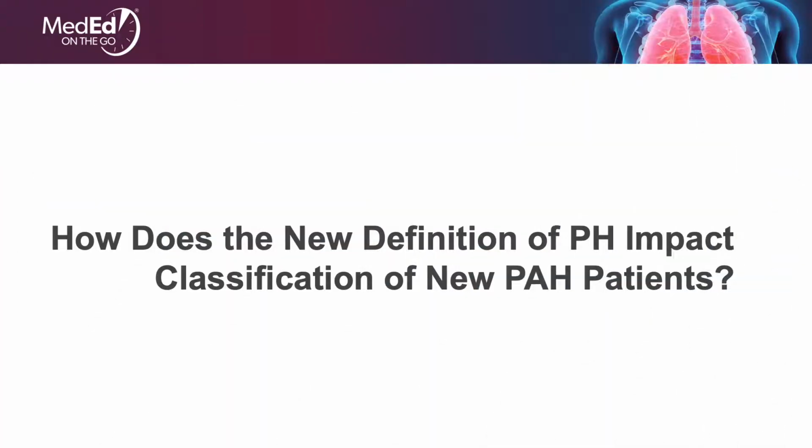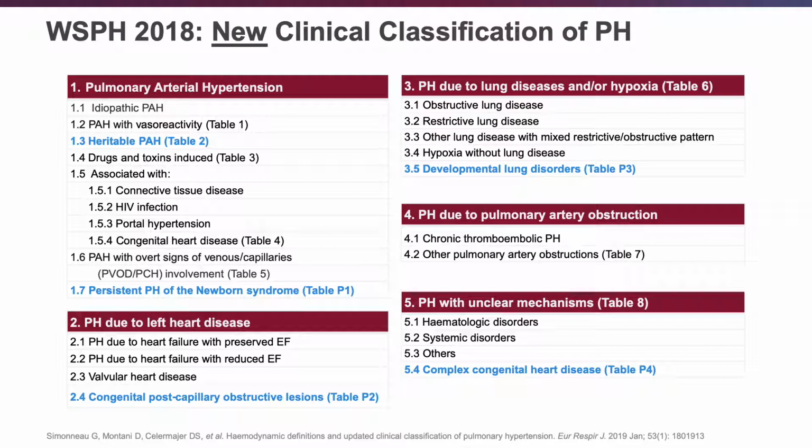So how does the new definition impact classification of the new PAH patients that are being included? In 2018 in Nice, France, we met and reviewed the clinical classifications of pulmonary hypertension. There weren't major changes. We still have 5 groups, with 1 being pulmonary arterial hypertension, 2 being left heart disease, 3 being lung disease, 4 being pulmonary vascular obstruction, and 5 being a group of unclear mechanisms. But we simplified it a little bit and made it a little bit more user-friendly.